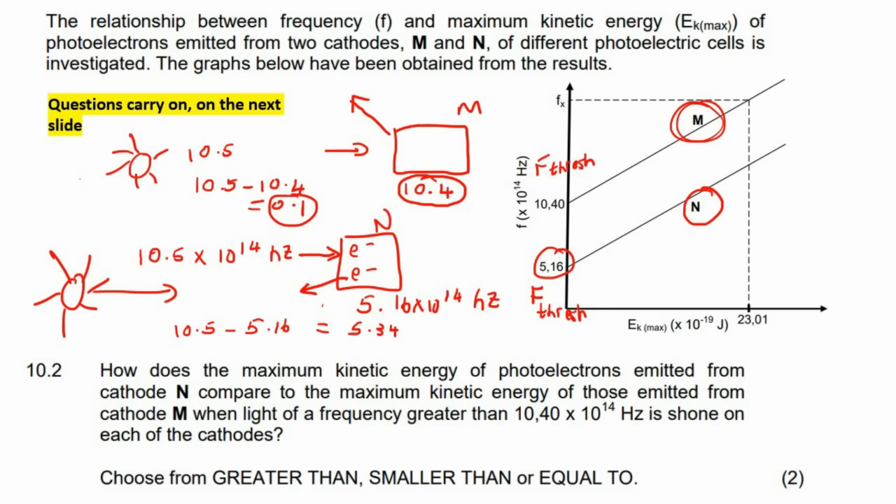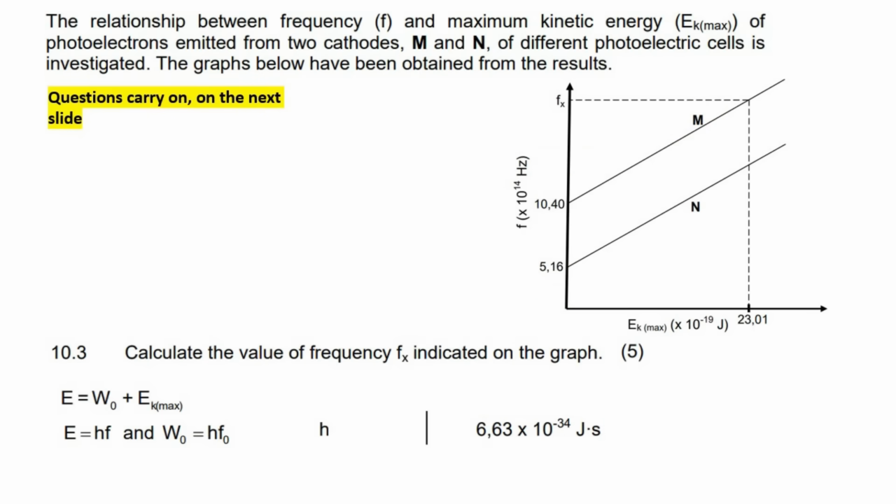Okay? So the kinetic energy is definitely going to be larger in metal N. So we can say greater, because they said, how does N compare with M? We can say it's greater. Moving on to this question now. This one's for 5 marks, so it's definitely going to have some calculations.